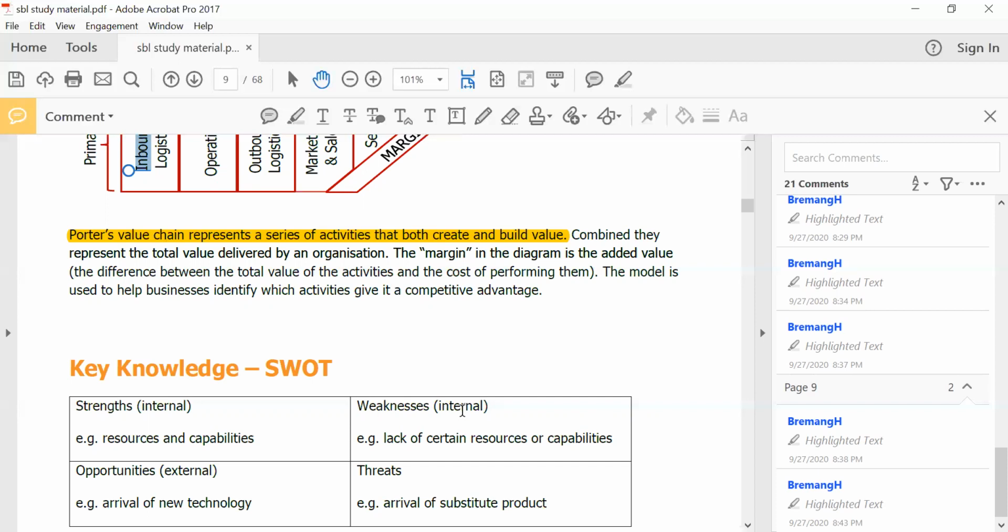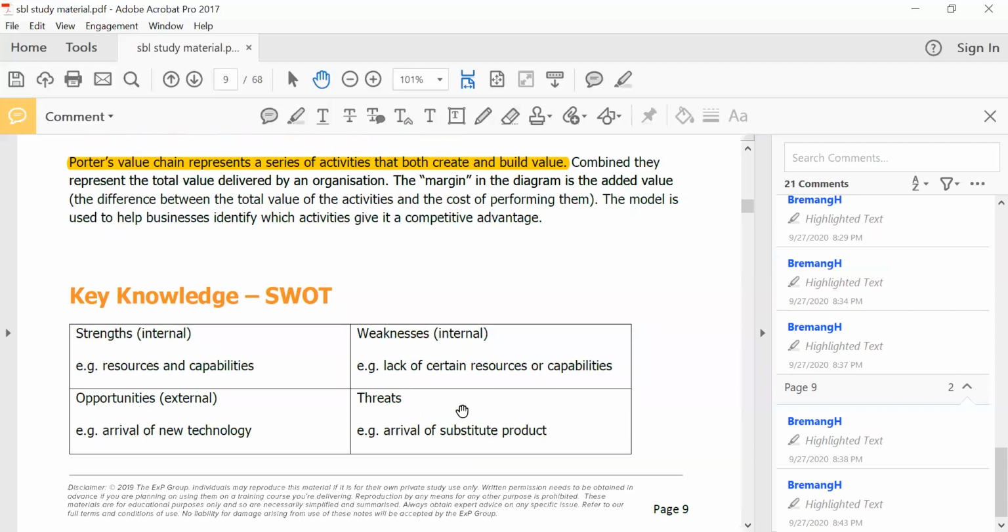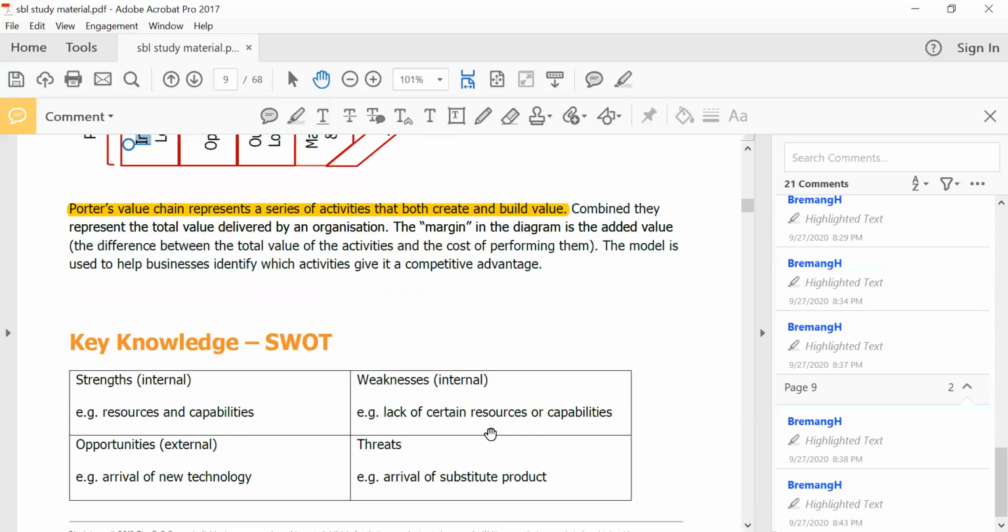So a strength of a business can be resources and capabilities. A weakness of a business can be lack of certain resources or capabilities. Opportunity of a business can be external, right? Well, that is arrival of new technology.